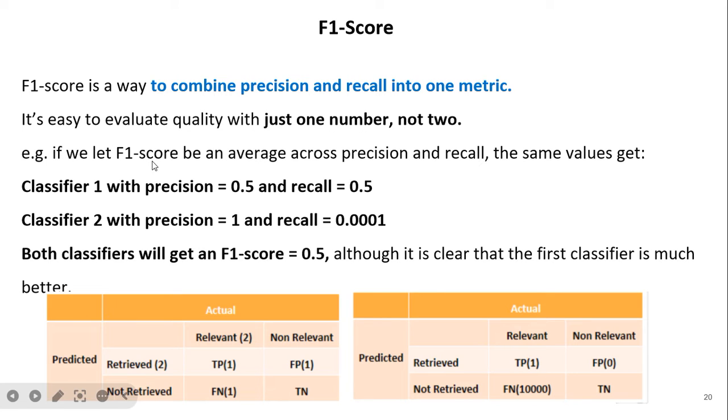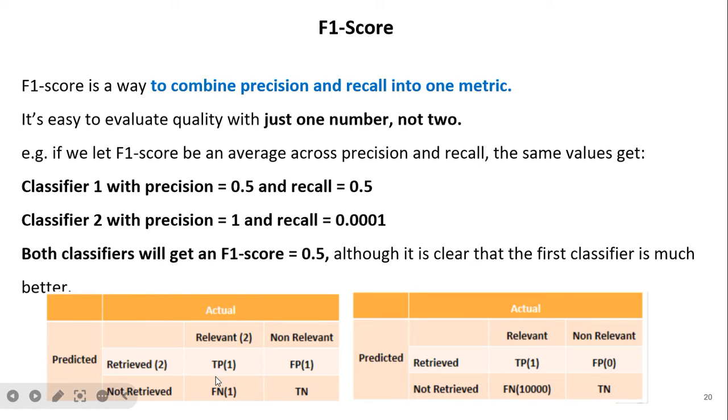If we give F1-Score when averaged across precision and recall, the values we get. Now, to calculate the F1-Score we are considering the precision and recall, but if we take a simple average of precision and recall as the F-score, that is not a good measure. Now see this example. Classifier 1 with precision 0.5 and recall 0.5.